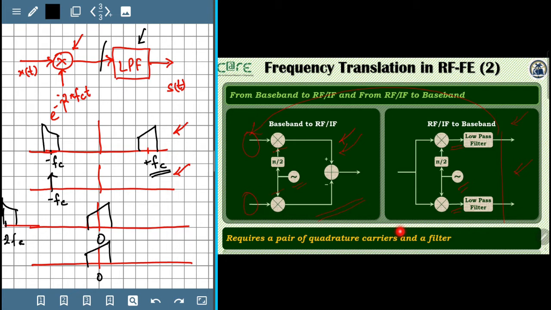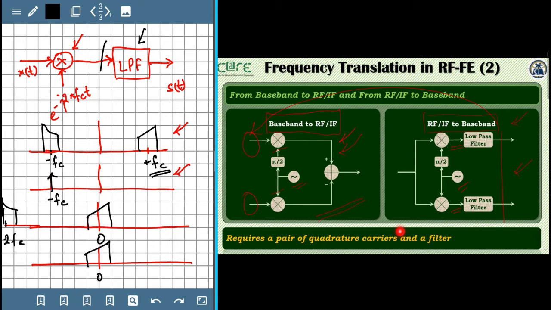So this process of baseband to RF or IF and then RF or IF to the baseband are basically the converse operations of each other. You can well imagine that the operation that takes place at the transmit side is where we need to convert the baseband signal to the RF or IF frequency, and on the other hand at the receive side we need to convert the RF or IF signal to the baseband.